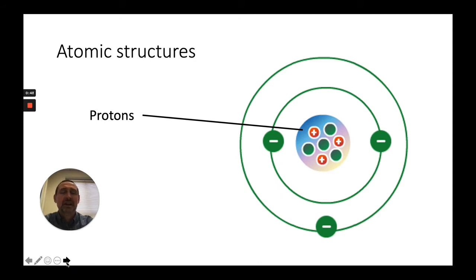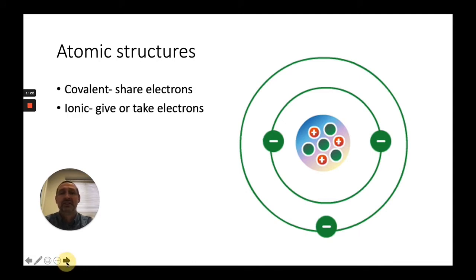To start, let's look at atoms themselves. Atoms consist of protons, neutrons, and electrons. The protons and neutrons are in a nucleus. The electrons surround that nucleus. Protons are positively charged. Neutrons have no charge, and electrons have a negative charge. You'll notice that the number of protons equals the number of electrons. The positives equal the negatives. You also notice that there are 4 neutrons in that nucleus instead of just 3.